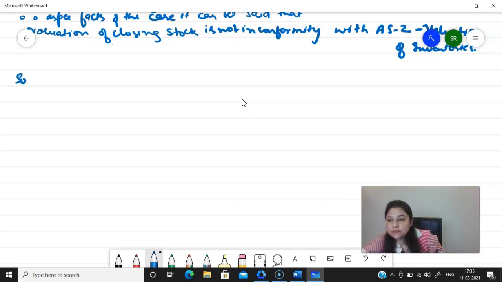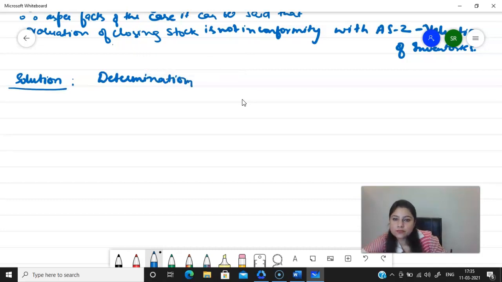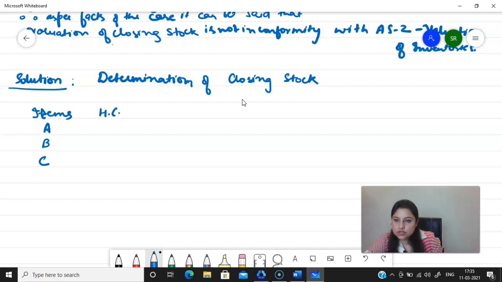Solution: determination of closing stock. The items here are A, B and C. This is their historical cost, in rupees in lakhs. This is their NRV, again in rupees in lakhs.